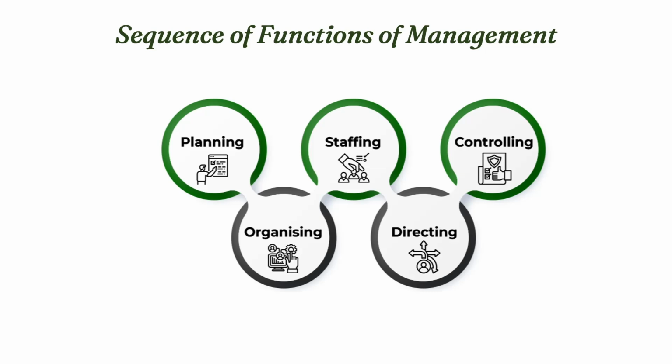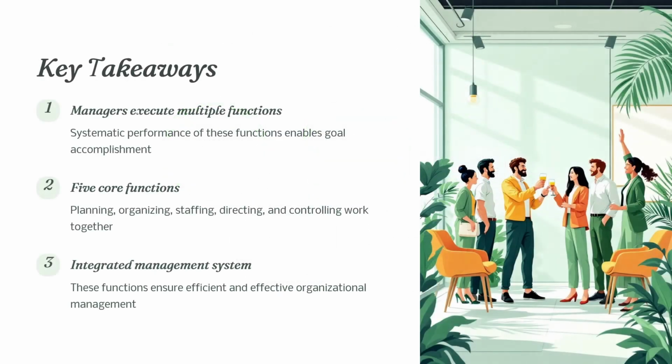All these functions are interconnected. For example, if planning is not done properly, organizing and staffing will also become difficult. Similarly, controlling helps managers check whether planning and directing were effective. So, management functions work like a cycle where each function supports the other. To summarize, managers perform five important functions to achieve organizational goals. These functions include planning, organizing, staffing, directing, and controlling. All these functions are interconnected and together ensure efficient management of resources and the organization.